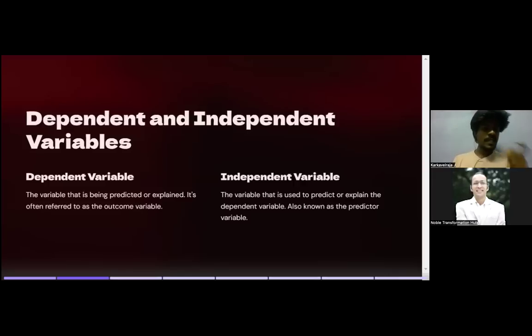What is a dependent variable? The variable that is being predicted or explained, often referred to as an outcome variable. The independent variable is the variable that is used to predict or explain the dependent variable, also known as a predictor variable. I hope it will not be confusing. Let's take the same example.